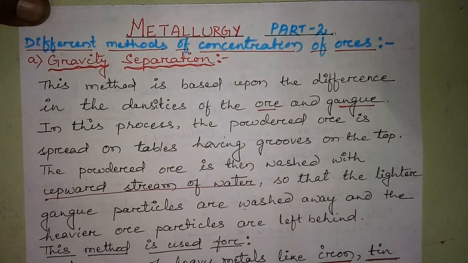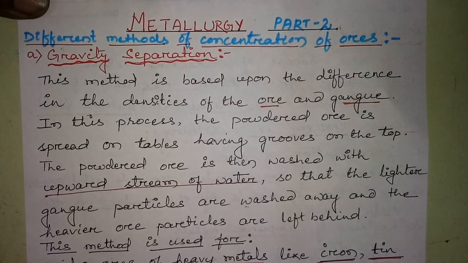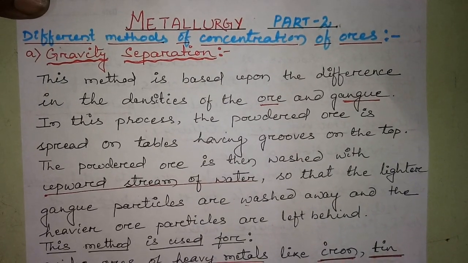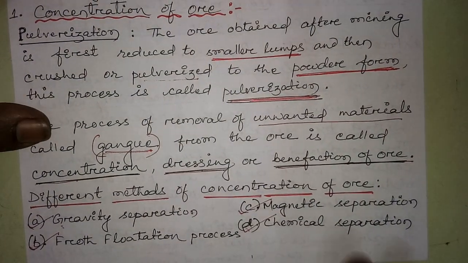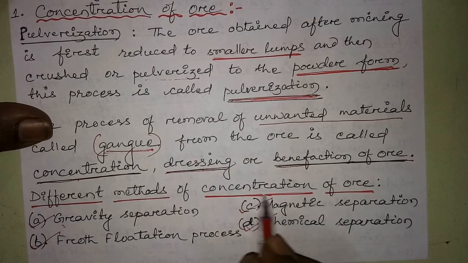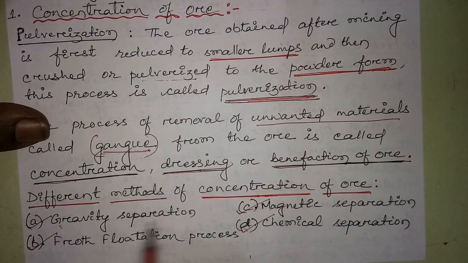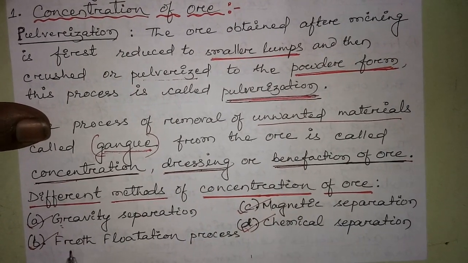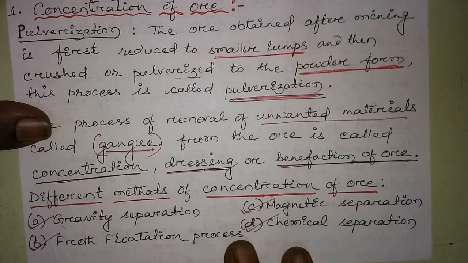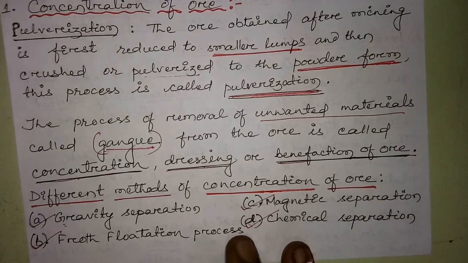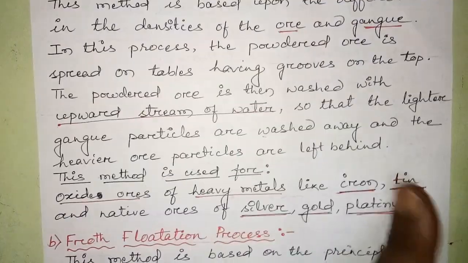Today we will discuss the second part of your metallurgy chapter. Just to make a recap, last class we discussed the different methods implemented for the concentration of ore. That is, again I am repeating, gravity separation, froth flotation process, magnetic separation and chemical separation. Now we will discuss in detail about these methods.